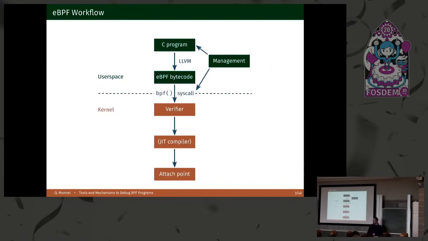The following diagram can summarize the workflow. So we compile our C program into eBPF instructions that we inject into the kernel. It may or may not be JIT compiled. And at some point, we'll attach it to a hook where it's run when the event occurs, so when the function that we want to trace is triggered, for example.